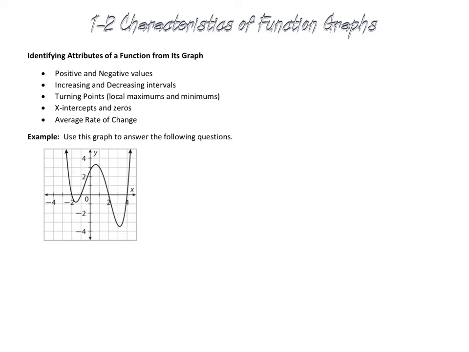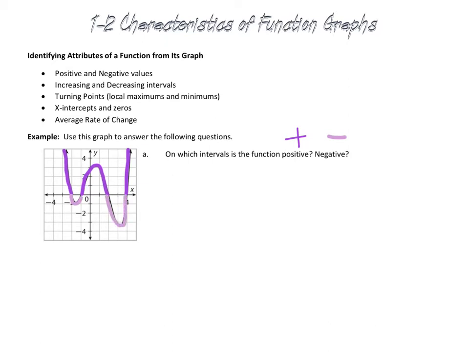This is just a random function graph. We're going to use this graph and answer the following questions. First question, on which intervals is the function positive and negative? So our positive y values would be all of the ones above the x-axis. That would be here and here and here. And our negative y values would be all the ones below the x-axis, here and here.